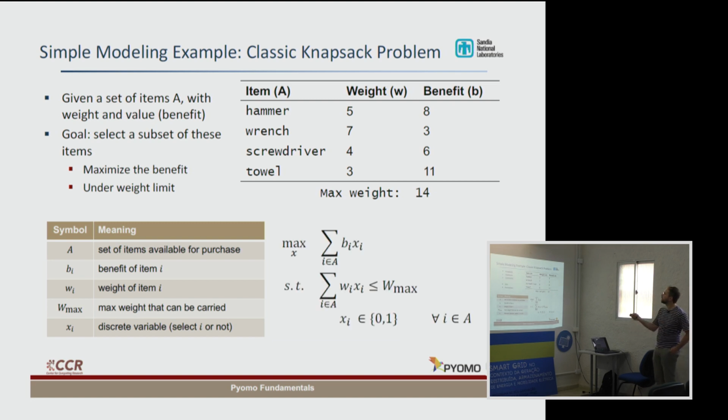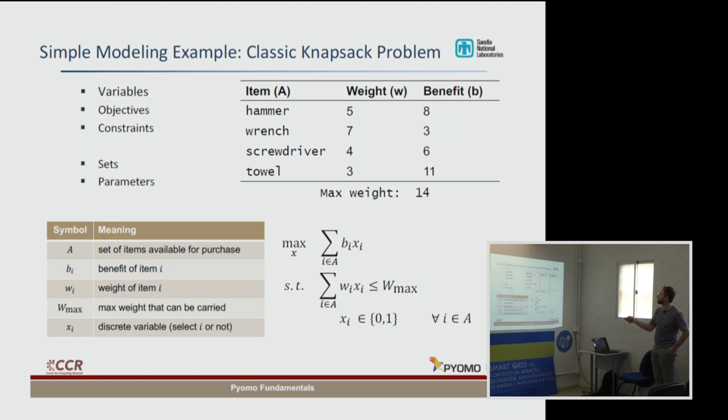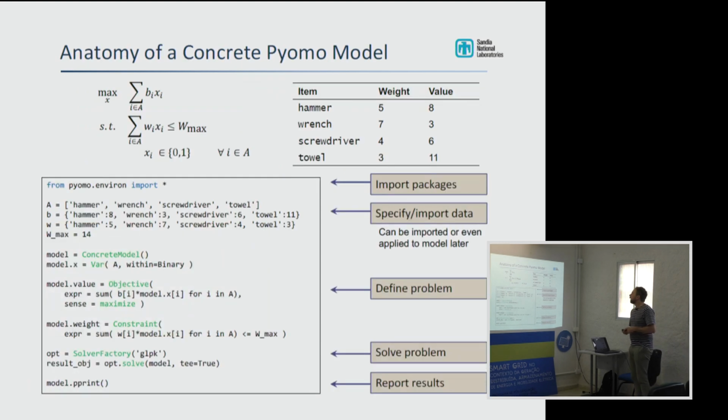So we defined the variables, the objective, the constraints, the set, and the parameters. Everything should be really clear for you, okay? Here in Python, this is the example. So that's what we are going to code now with our laptop.